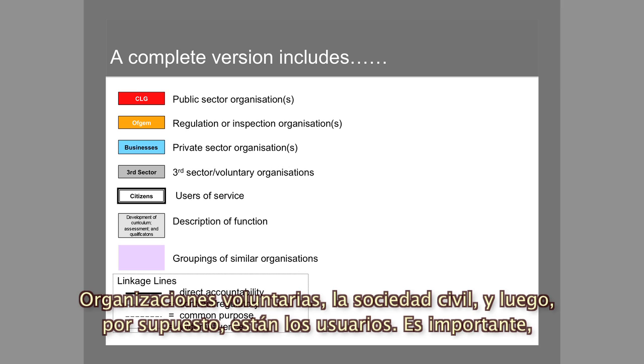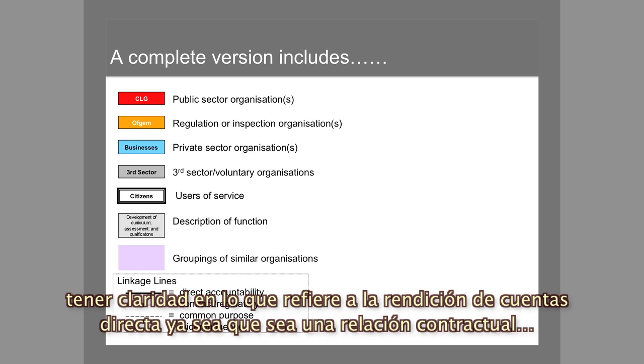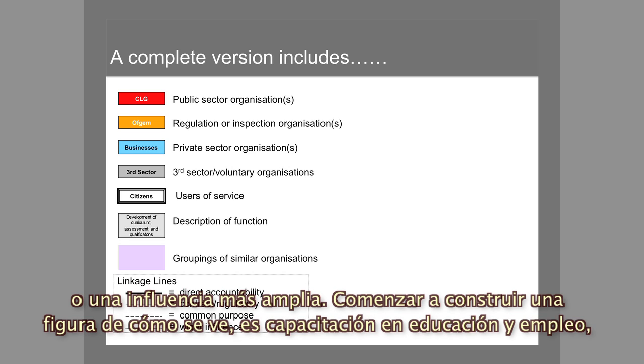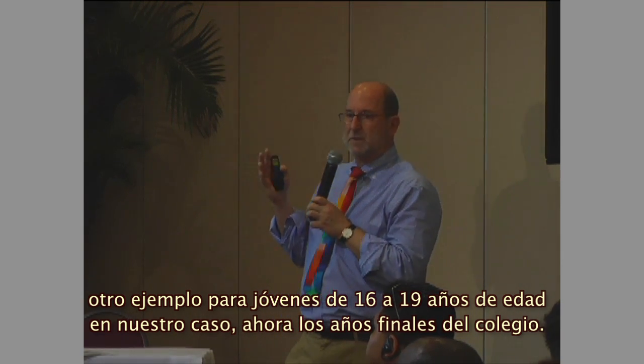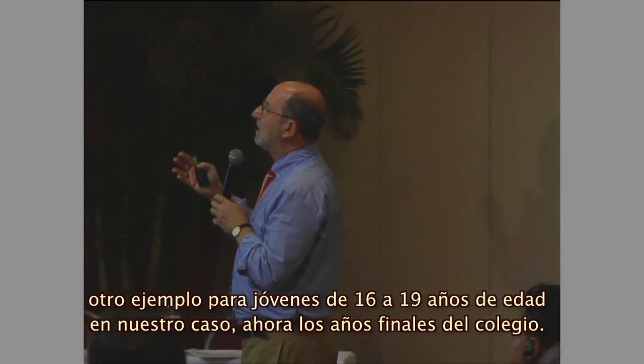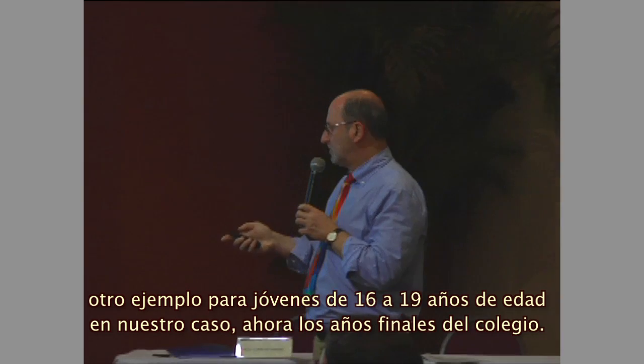It's important to get clarity in terms of direct accountability, all right, whether or not it's a contracted relationship, whether or not it's just wider influence, but you begin to build up a picture, all right, of what it looks like. Now that's education, training, and employment. Another example for 16 to 19-year-olds. In our case, now the final years of school.